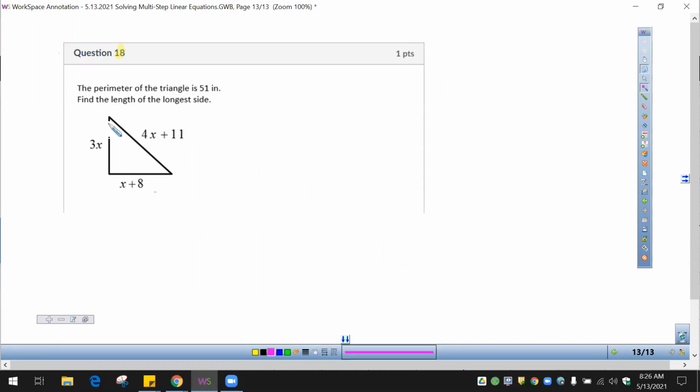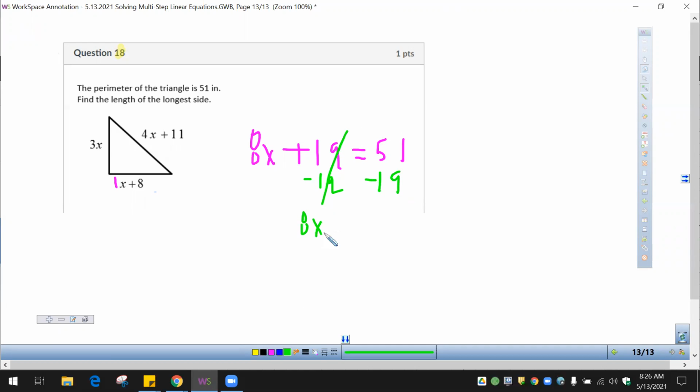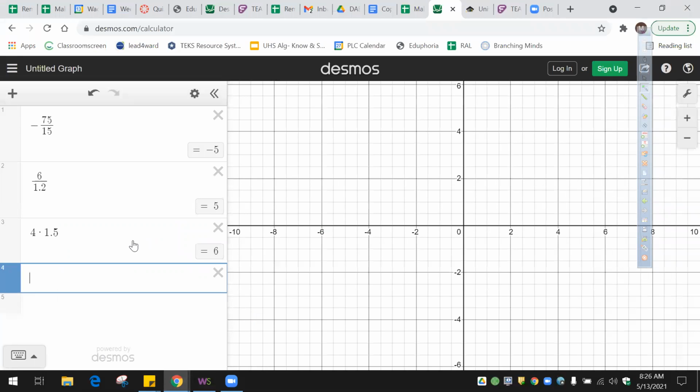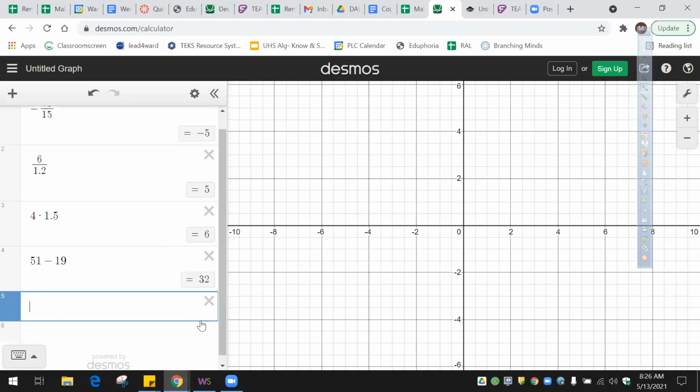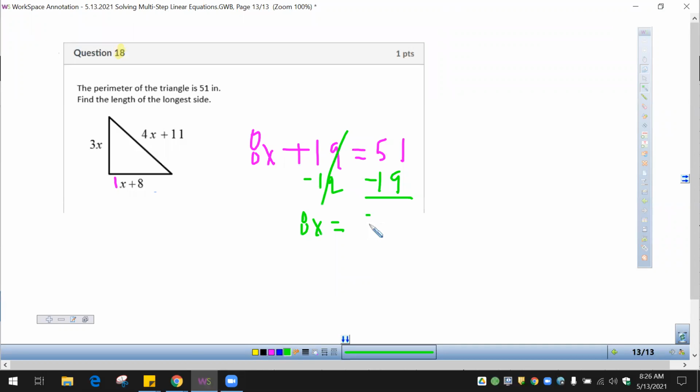All right. So again, you do this one the same way as well. Now this one, you want the length of the longest side. So you add up all of them. So 3x, 4x, and 1x, that gives you 8x. And then you add up the 11 plus 8, that gives you 19. And that's going to be equal to 51. So you'll solve for x again. And when you solve for it, just like you've been doing on the first couple problems, you get 32, you get x is equal to 4.